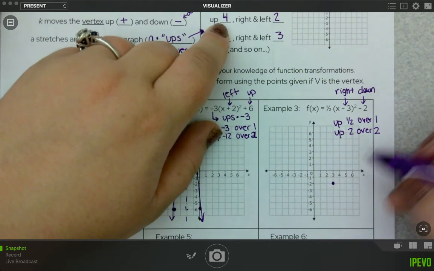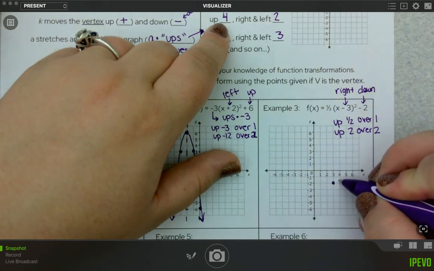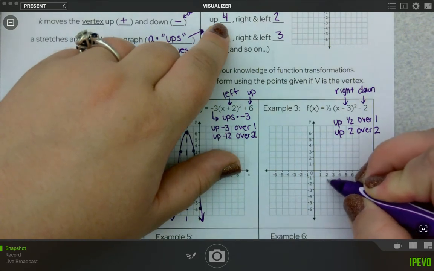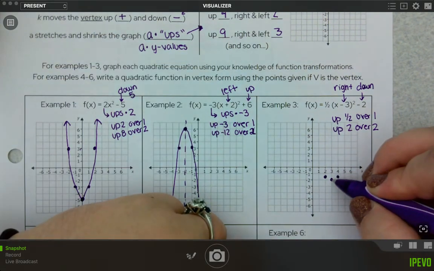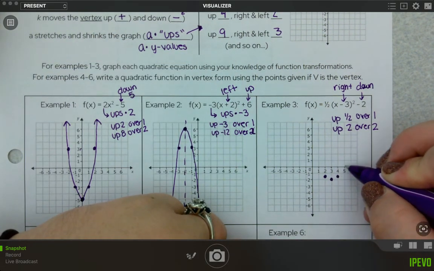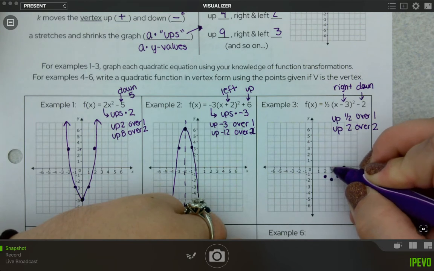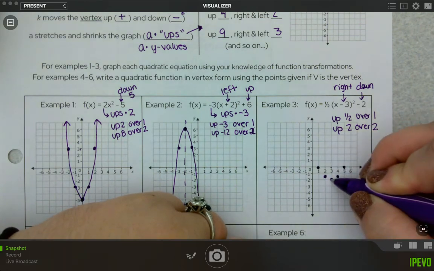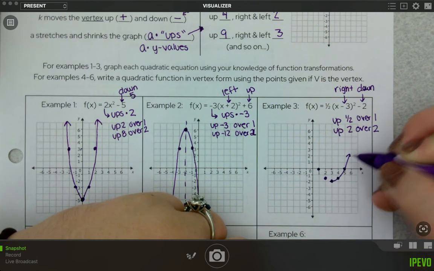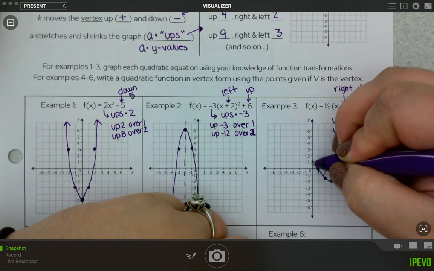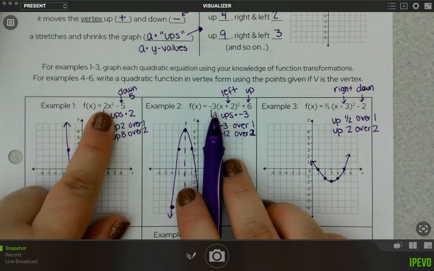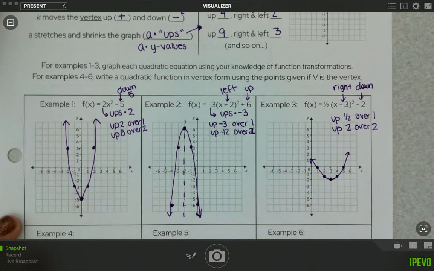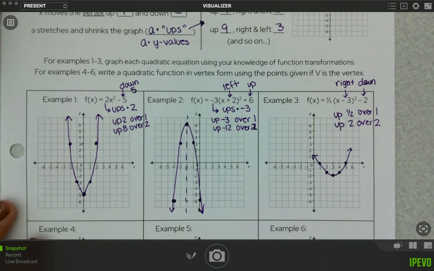Okay. And up 1/2 over 1. And look how I'm just doing my best to guess where about 1/2 is. And then I'm going to go up 2 over 2. Up 2 over 2. So this is a really wide parabola. It gets wider if it's a fraction, taller, and much narrower if it is a whole number, which means not a fraction, by the way.